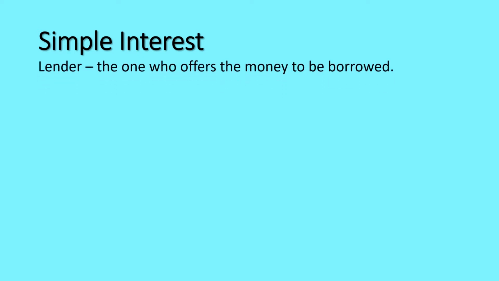Before we directly proceed with our discussion about simple interest, let us first define some terms that we will be encountering in this lesson video. The first one is the word lender. The lender is the one who offers the money to be borrowed. Borrower. Borrower is the one that borrows the money.